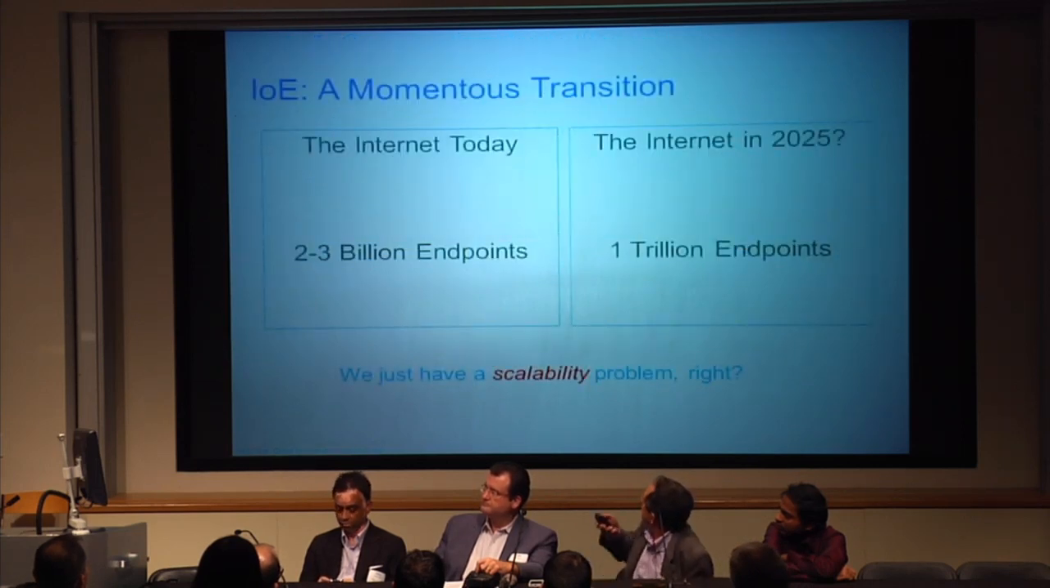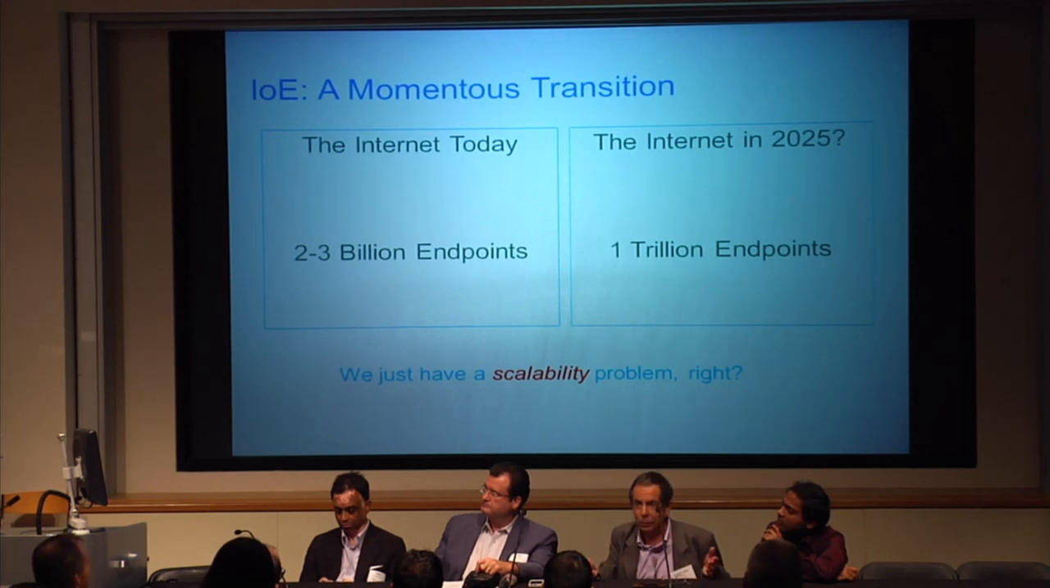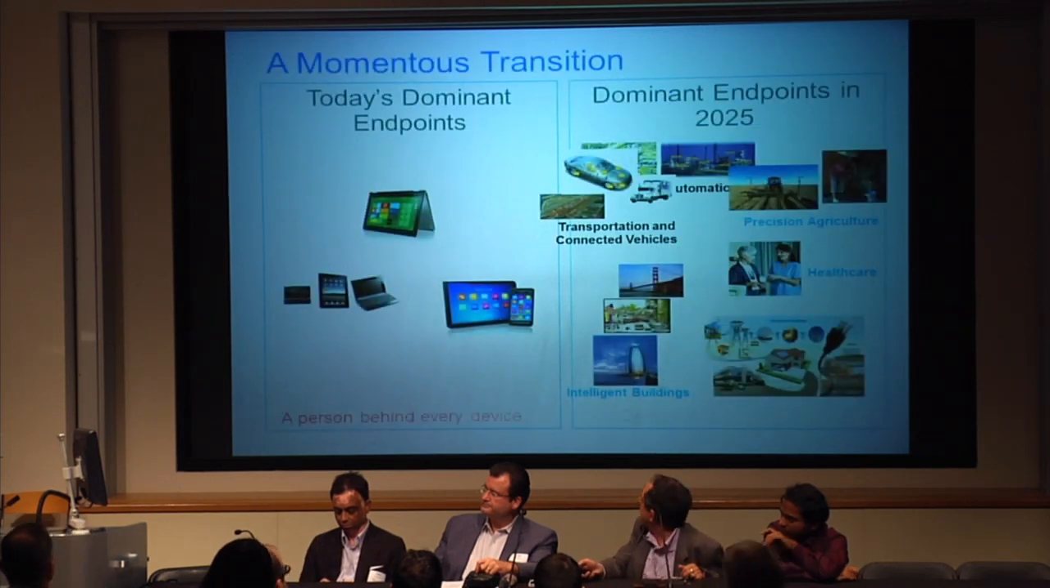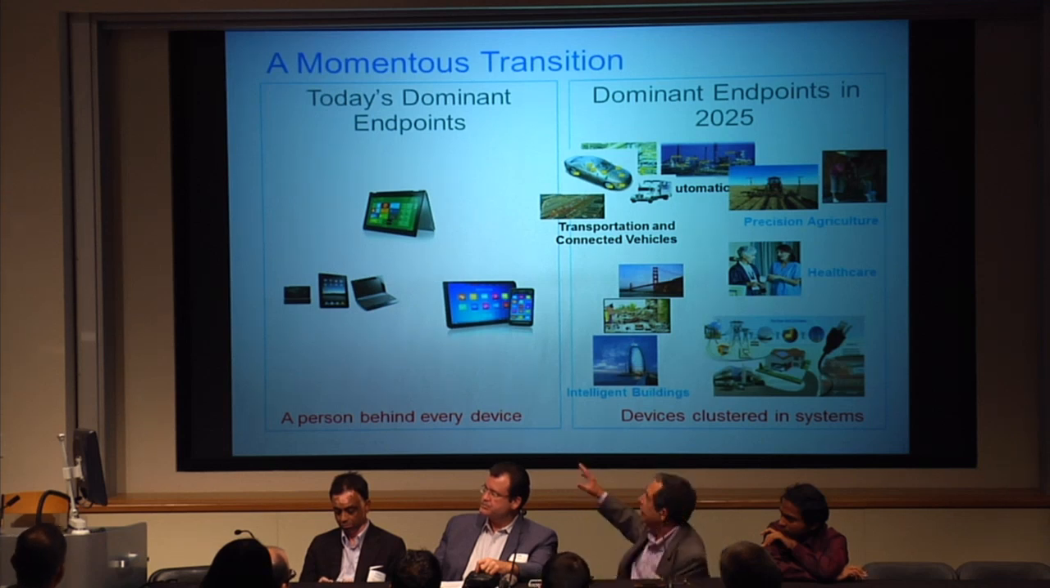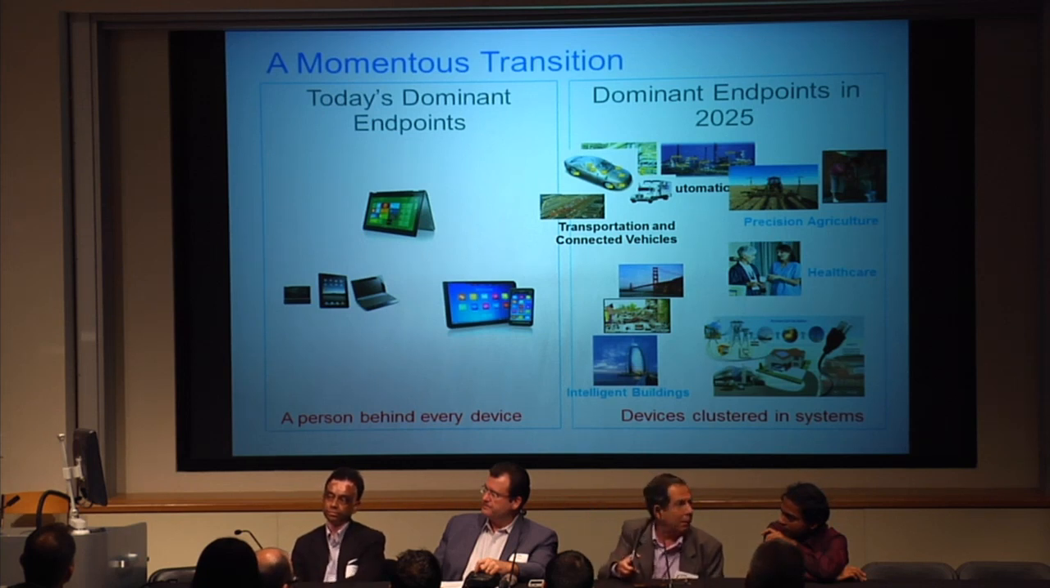Now, I claim that we are going through a momentous transition. Today, we have 2 to 3 billion endpoints. I don't know how many. In 2025 or so, we will have 1 trillion. So the first point is, we have a scalability problem, don't we? And we have a connectivity problem. And the obvious answer is yes, we do have that. But there is more than that. And the point I want to remark, because to me this is a fundamental piece, is that today, on the left, almost behind every endpoint, like a smartphone or a tablet, we have a person.